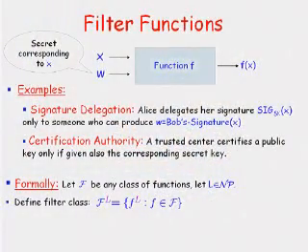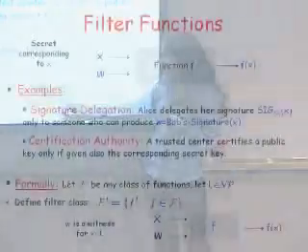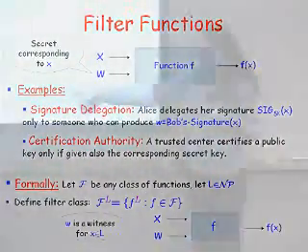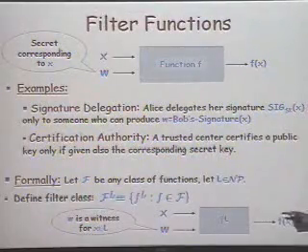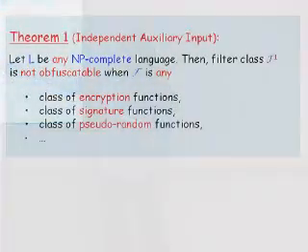Let me give you a little bit more formally the definition. You take any class of functions f and any NP language L, and a filter function, which we denote by f sub L, is all the functions of the form that take two inputs, x and a witness w, and output f of x only if w is a valid witness for x being in the language. So each filter function is associated with a class of functions f and an NP language L.